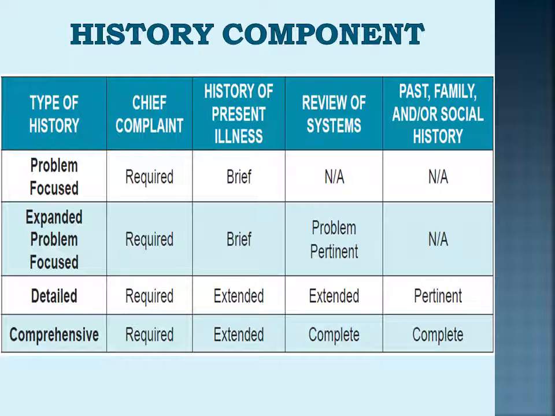Past, family, and/or social history consists of a review of those three areas: past history including any illnesses, surgeries, treatments, family history, and then the social history that is age appropriate.